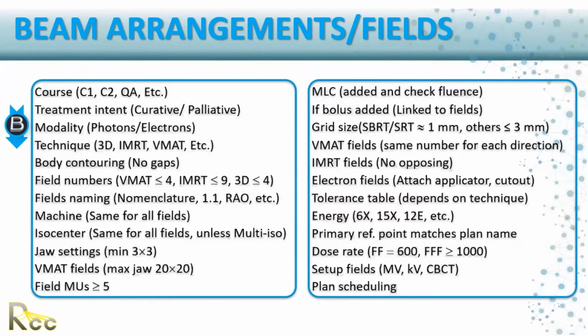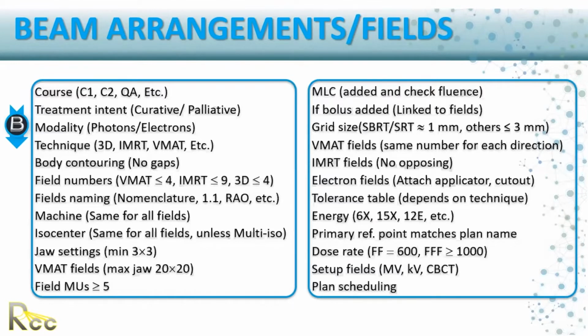If bolus, it should be added and linked to the field. A grid size, usually for SBRT and SRT, we are using 1 millimeter, and for others, less than 3 millimeters. VMAT fields, same number of each direction. Let's say you are using CW, the other one should be CCW. So the same number will be, let's say, one arc CCW, another arc will be CW. You cannot use 2 arcs CCW because the machine will go back again to the same direction without exposing. So you're losing time. There is no need for that.